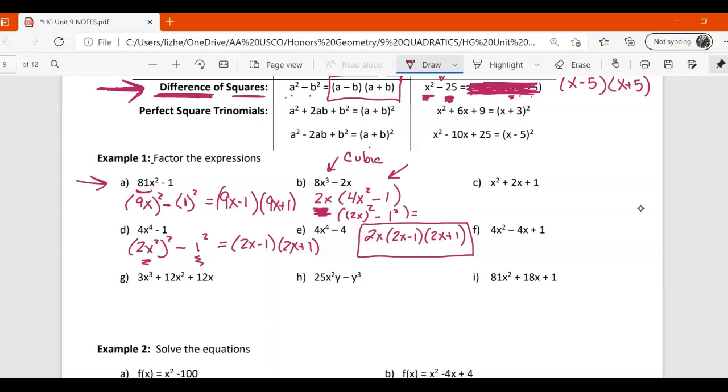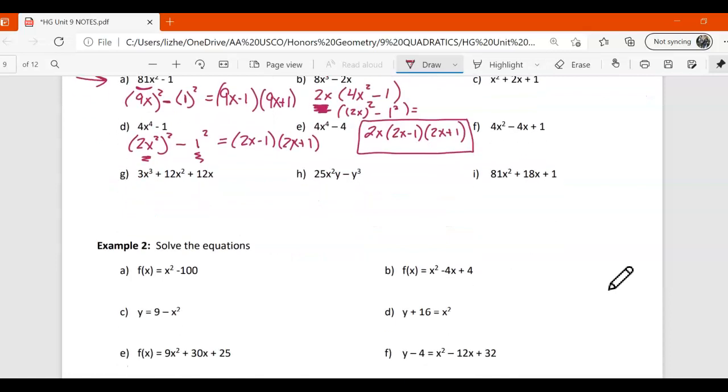Okay? So anyhow, difference of squares are going to come up a lot, and it's really handy to know that pattern. Oh, here's one too. Here's one in an equation, example 2a. So you're going to solve these the same way. You're going to say, okay, 0 equals x squared minus 100.